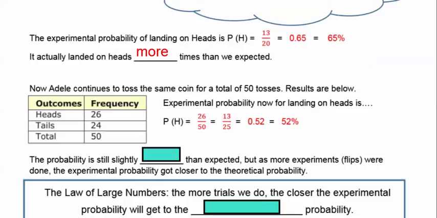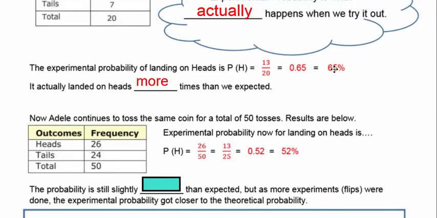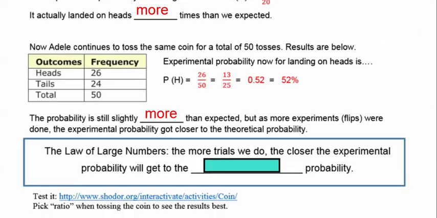Okay? So as we see, before the experimental was 65%. Now it's 52%. All right, are we closer to that 50%? Yeah, we're closer, but are we at 50? No. So the probability of landing on heads is still slightly more than what we expected. We expected for it to be 50%, however, we're at 52%. We should have landed on heads 25 times, right? Because that would have been half the time of 50. So we're still a little bit more, but we are getting closer.